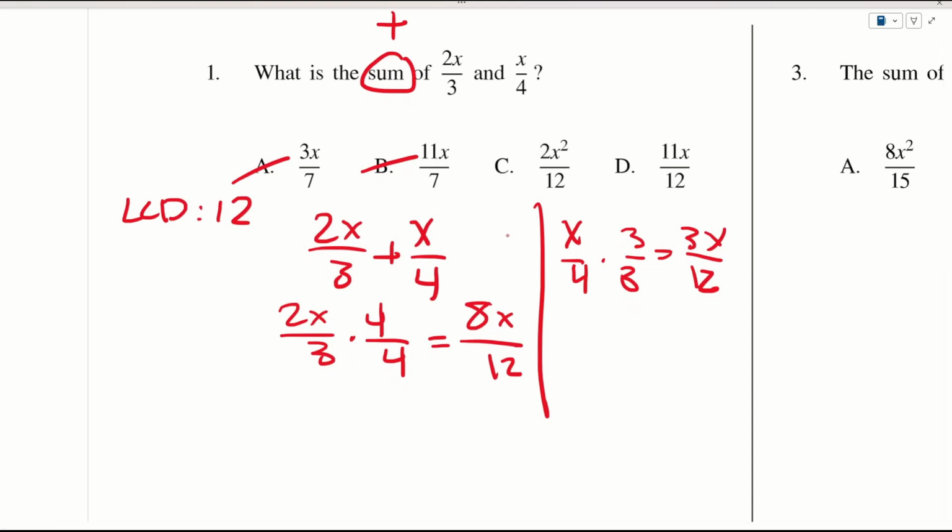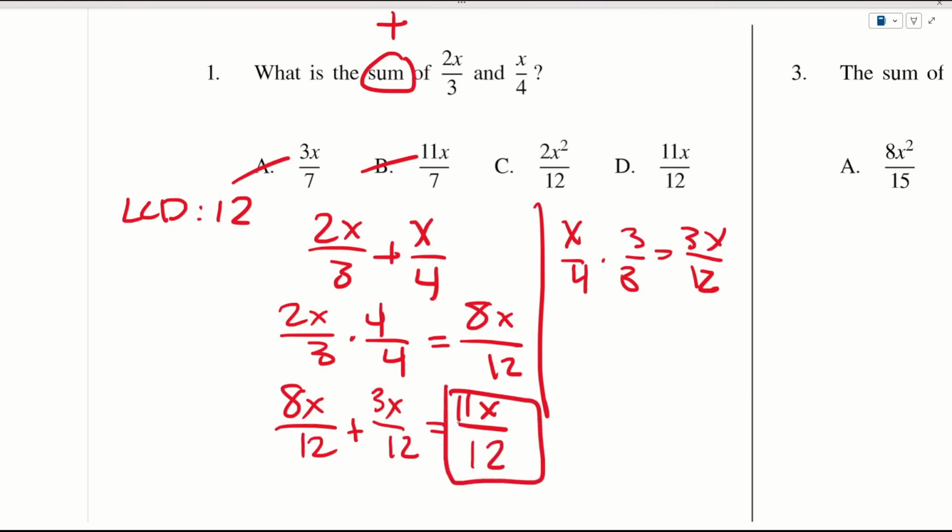And now we can combine them because they have the same common denominator. We're going to get 8x over 12 plus 3x over 12. 8 plus 3 is going to be 11x. And 12, we don't add them, so we leave them the same. We're going to get an answer of 11x over 12, which is D.